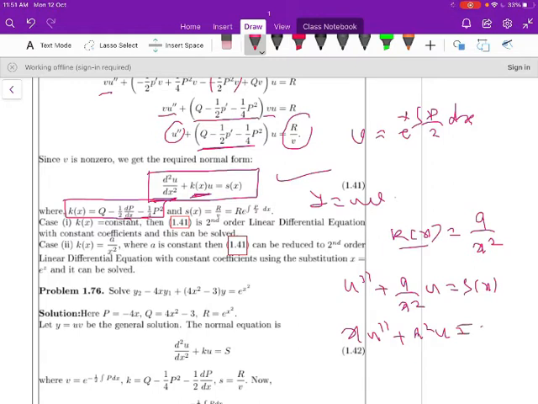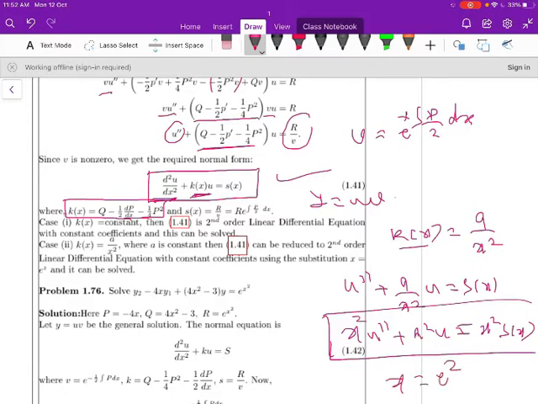X square comes here: x square into u double dash plus a into u is equal to x square into s of x. This equation is nothing but a second order Cauchy linear differential equation. So easily we can solve it once again by taking a substitution or transformation: x is equal to e power z. One can convert from variable coefficients into constant coefficients, and easily that can be solved. Already we discussed the solution of differential equations with equidimensional variable coefficients as well as constant coefficients.